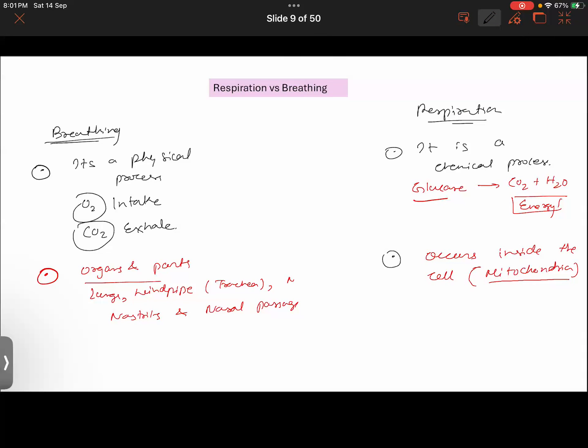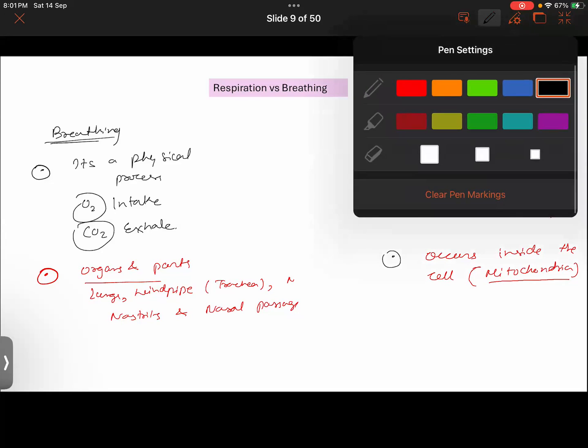Just like you have a kitchen in the house where the food is cooked, in a similar manner you can understand this. So that is one such difference here.